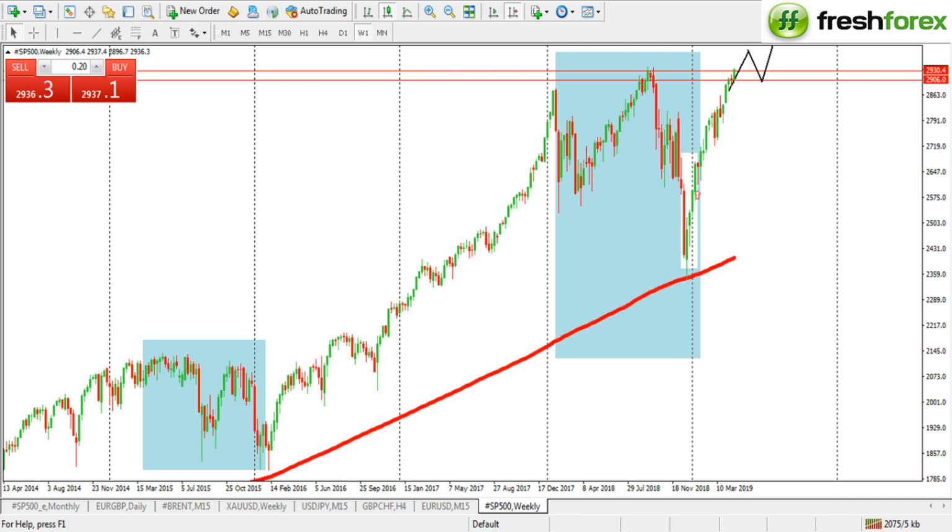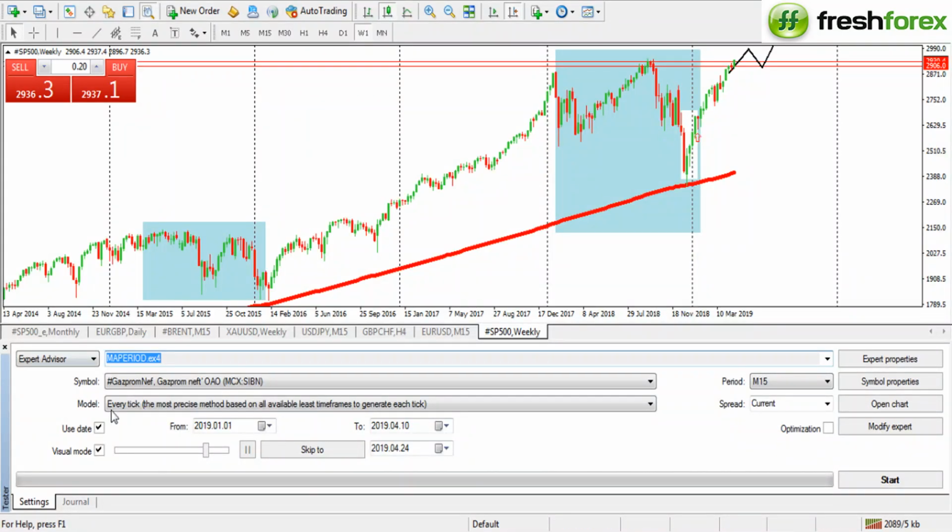Somebody is asking how I came up with the 200. I used the strategy tester to find the correct period. I didn't just come up with it out of nowhere. I actually had to backtest it. So to do that, I used the strategy tester here, ran it through the test, and then I realized that 200 was the best period.